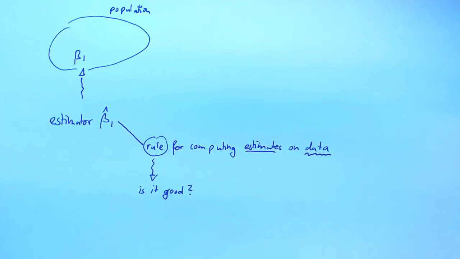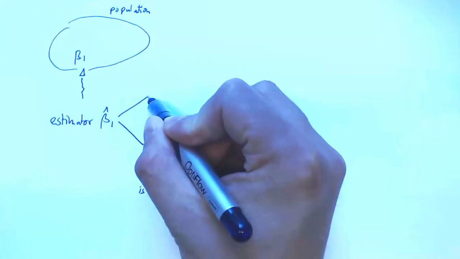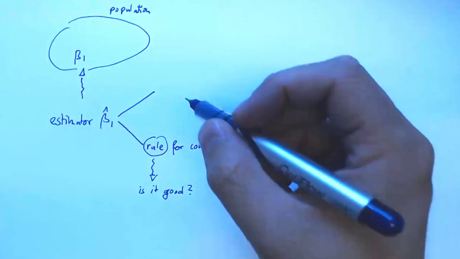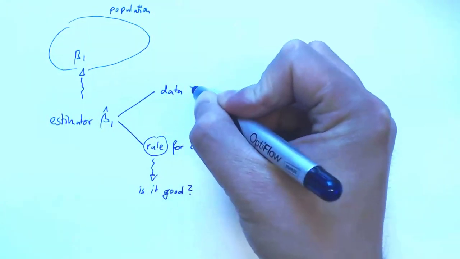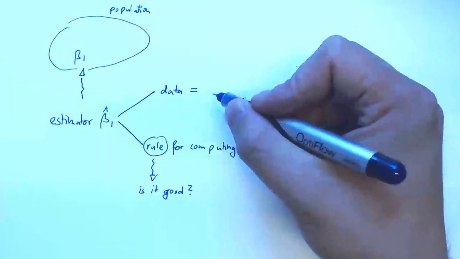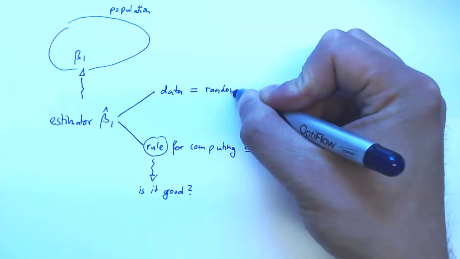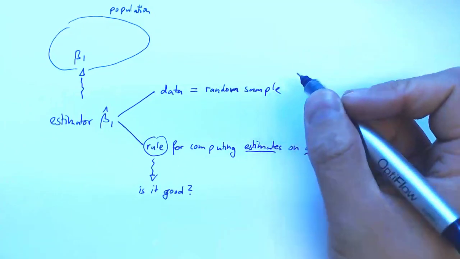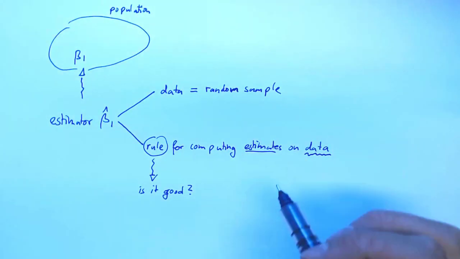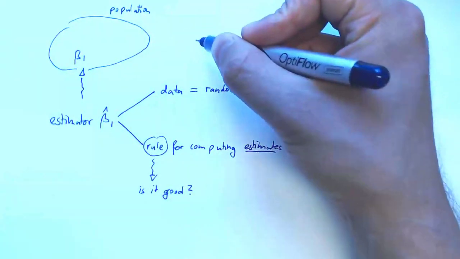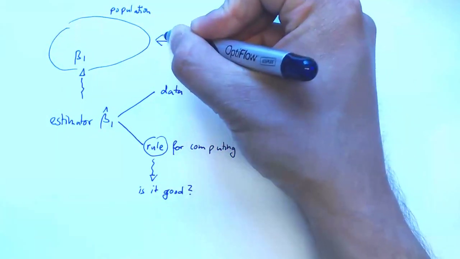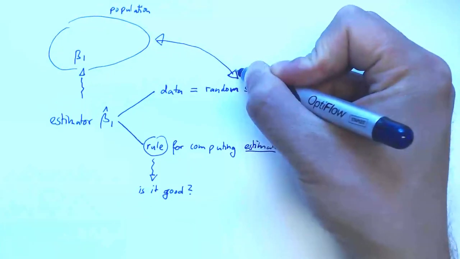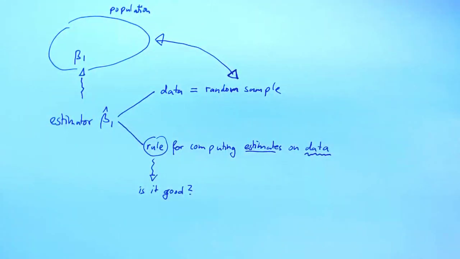And that is what the second property of an estimator does: it specifies data collection. And in our case, we have assumed that the data is generated by drawing a random sample from the population. So this establishes a link between the data and the population. And this link is important, for without this link, there's no hope that we can use our data to learn about beta 1.